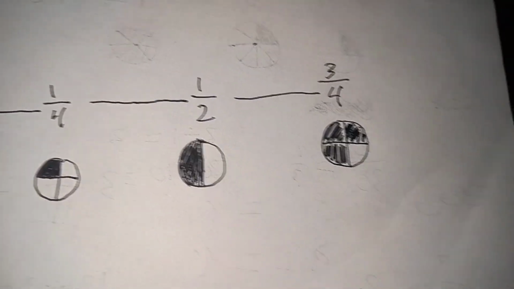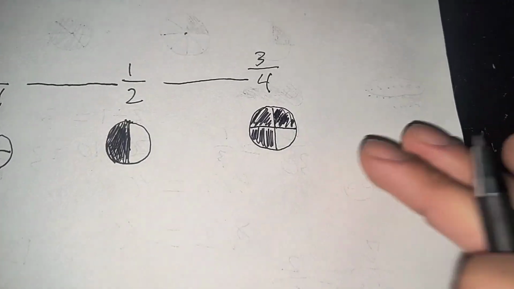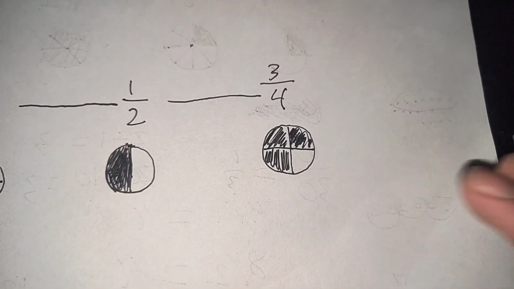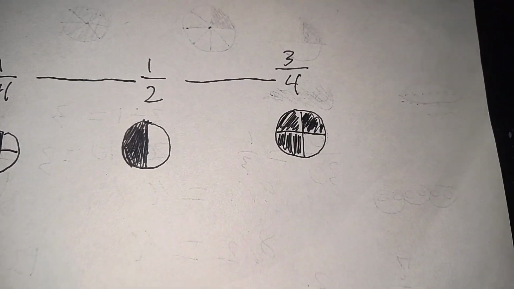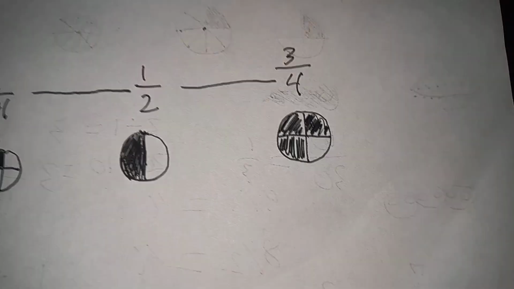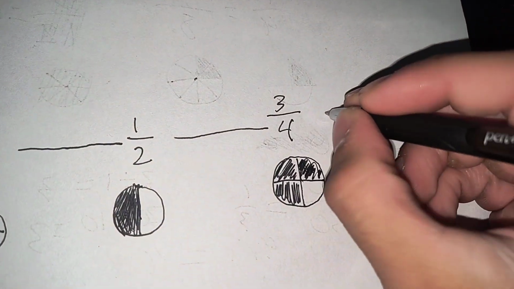3/4 is exactly like having 3/4 out of a dollar, right? You need 4 quarters to make a dollar. You got 3 of the quarters. Okay, you have 75%.